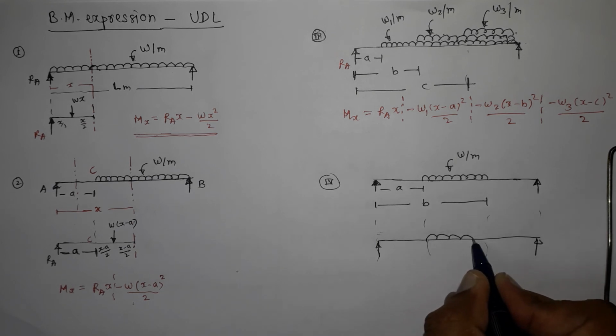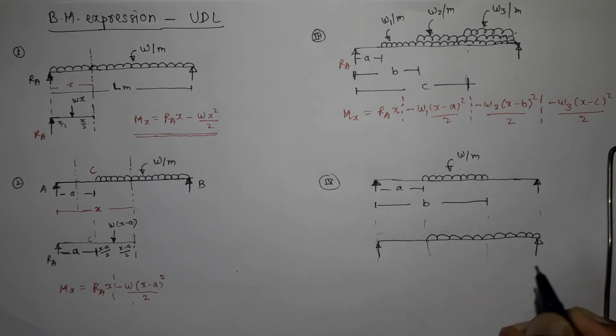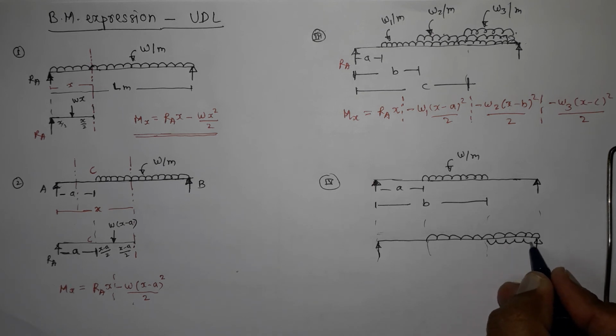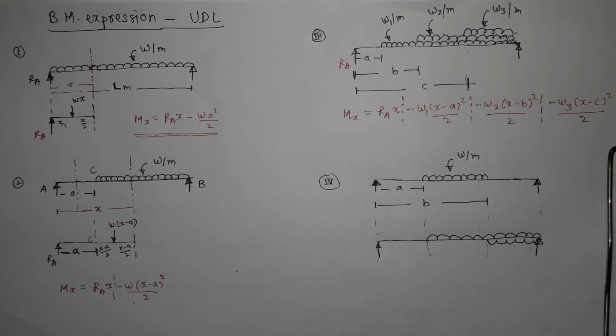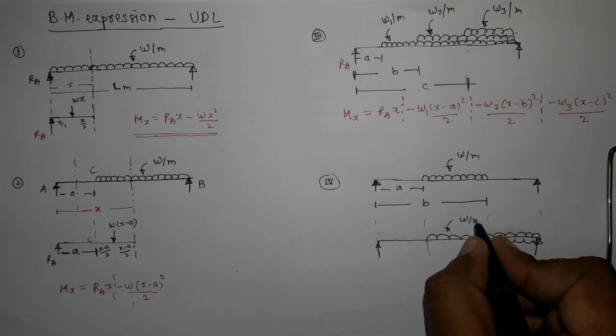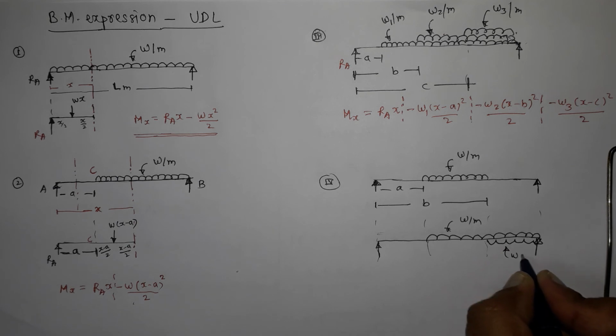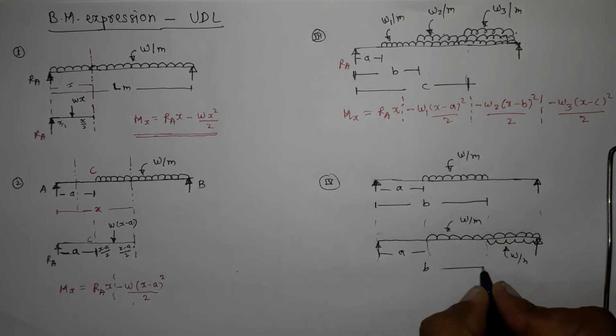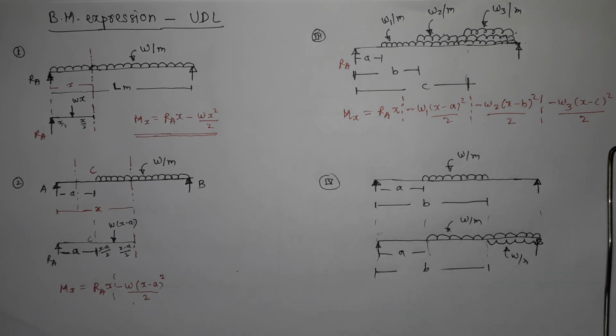Continue the UDL till the right end. And for the span for which you have added this UDL, subtract it, means show it in the opposite direction. If it is W per meter, this is also going to be W per meter. This distance is A, as we know from the figure. This is B. And therefore, the bending moment expression can now be written like this.